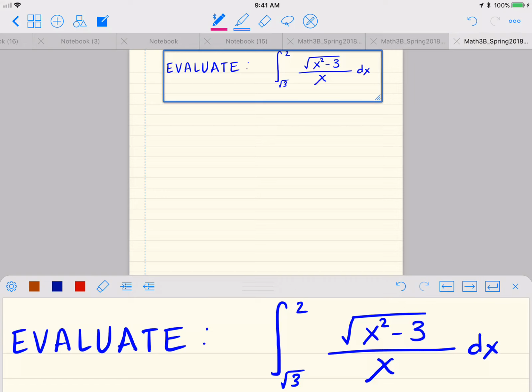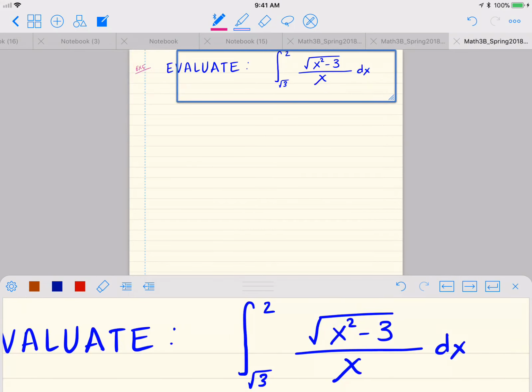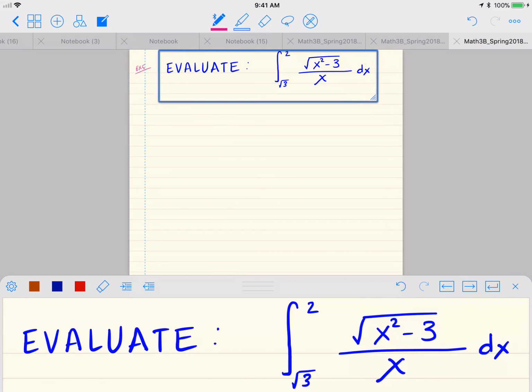Okay, so the first example that we're going to do, and I think this is example 4. Wait, 1, 2, 3, 4. This is example 5. So this is the first example that we're going to do, which is kind of the entire 3 steps at once.